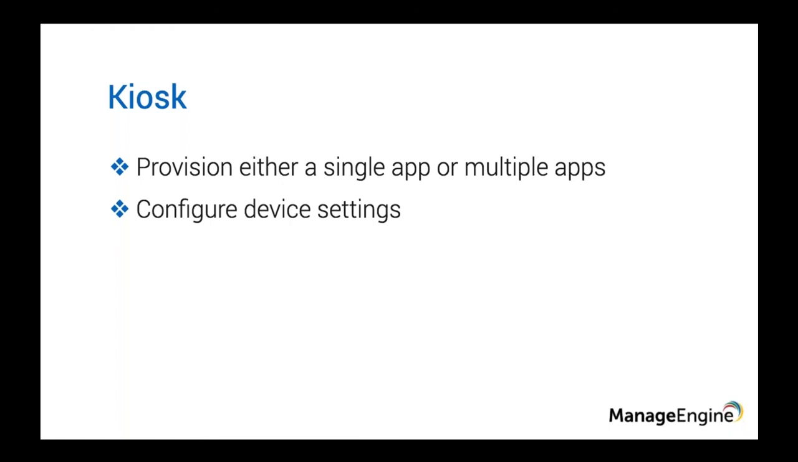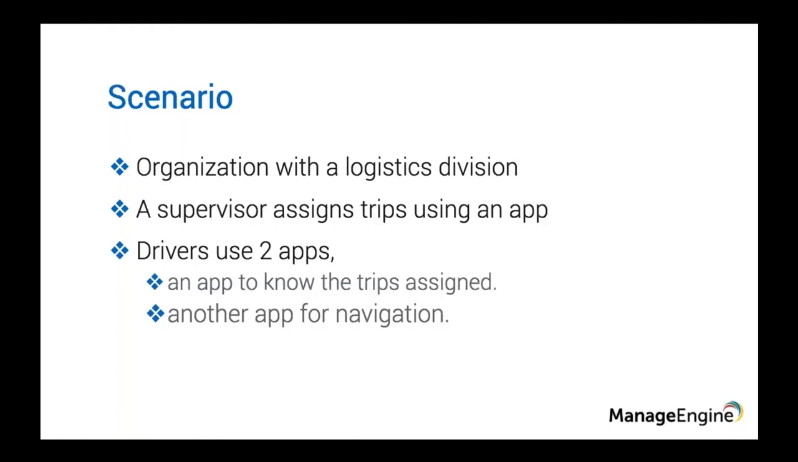Now let us understand this through a scenario. Assume my organization Silker has a logistics division where a supervisor sitting in the office assigns the trips to the drivers using an app. The driver uses two apps: an app to know what trips have been assigned, and an app for navigation purposes. Now let us see how this can be done using the MDM server.